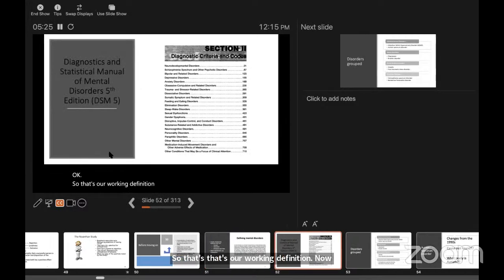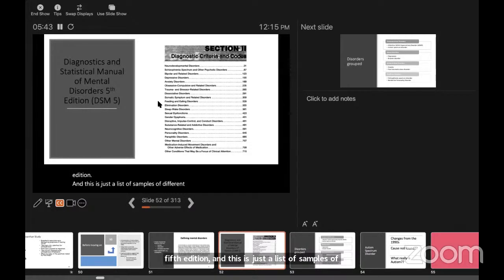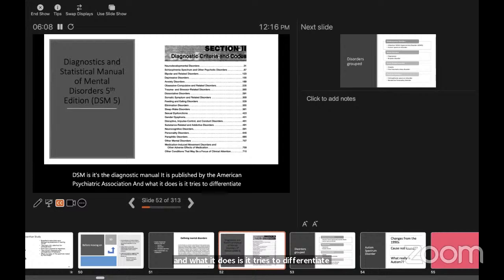Now, I mentioned it would be good to review the information on the Diagnostic and Statistical Manual. We call it the DSM from here on out. We're on the 5th edition, and this is just a list of samples of different disorders that are listed in here, and we'll pretty much hit most all of these through our talk over the next several weeks, maybe the next month or so. But what the DSM is, it's the Diagnostic Manual. It is published by the American Psychiatric Association. And what it does is it tries to differentiate between different disordered behaviors, okay?